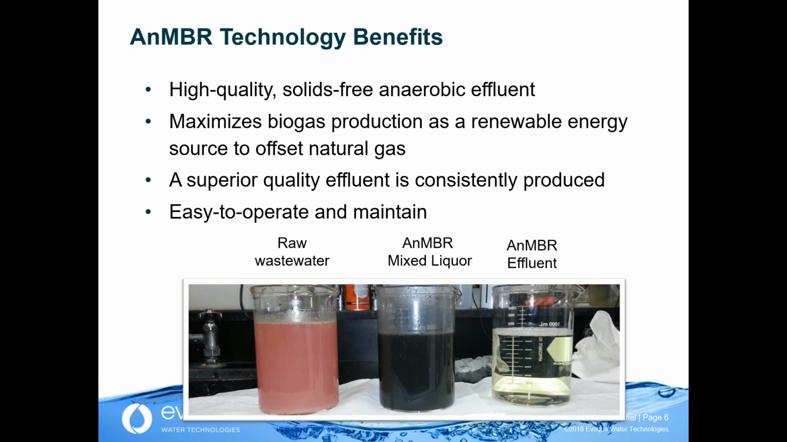The photo on this slide shows a typical image of anaerobic MBR samples. You can see the raw wastewater sample with lots of suspended solids and organics on the left-hand side. In the center is the mixed liquor, so it's kind of typical black sludge. The concentration in this sample is around 25,000 milligrams per liter. And then you can see the final effluent on the right there with virtually no suspended solids. At this site, the COD of the raw wastewater is around 17,000 milligrams per liter, and the final effluent COD would be less than 30 milligrams per liter on average.